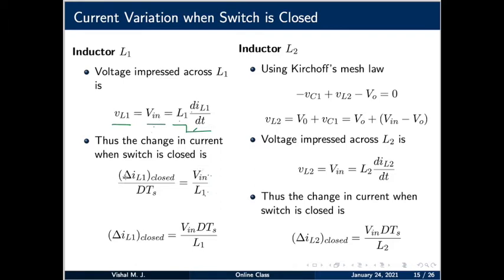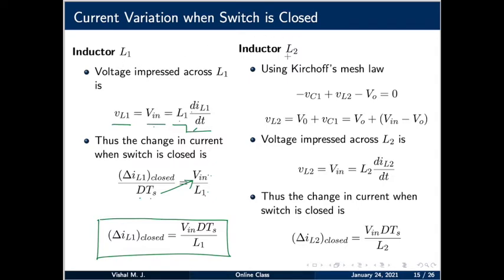So, we can write delta IL1, the change in current when the switch is closed, by dt, the duration for which the switch is closed, which is D times Ts, duty ratio times the switching cycle, equal to Vin by L1. If you cross multiply by DTs, you will get delta IL1 closed is equal to Vin DTs by L1. So, this result we will be using. Now, we have found out the current variation in inductor L1 when the switch is closed.